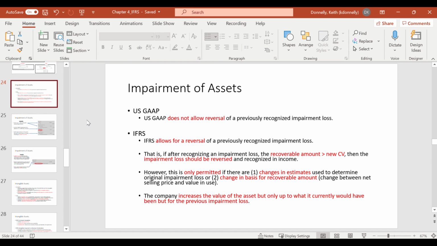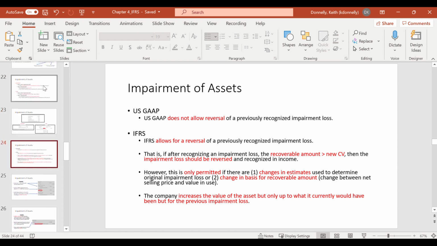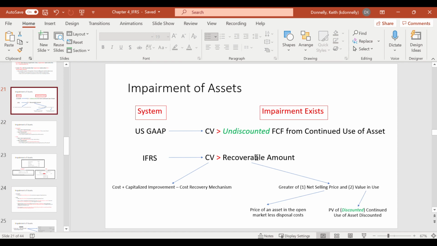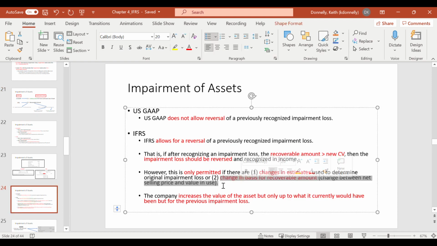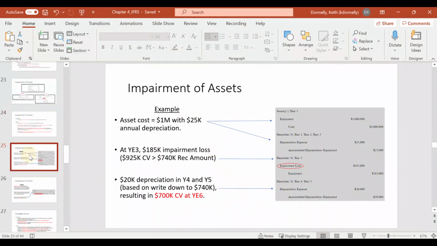However, the caveat to this is we're only permitted to do this if there are changes in estimates used to determine the original impairment loss, or we change the basis for the recoverable amount. In other words, if we go back here, we said the recoverable amount would be one of these two. If we originally did it using maybe value in use, and then we change the basis to net selling price, or vice versa, right? That's what they're talking about when they say here, change between net selling price and value in use. In these cases, the companies would increase the value of the asset, but only up to what it currently would have been, but for the previous impairment loss. So let's look at an example here, and we'll finish up this part of the lecture with it.